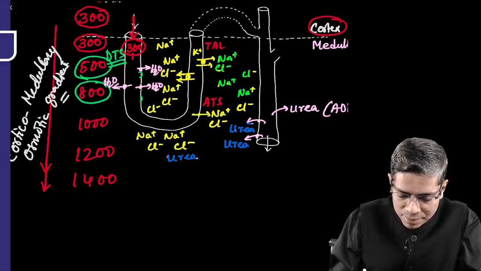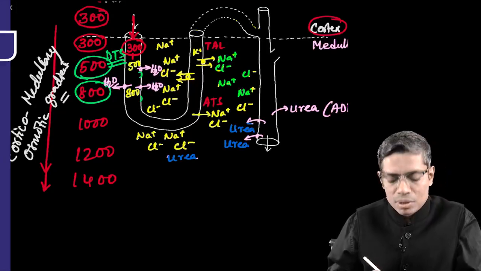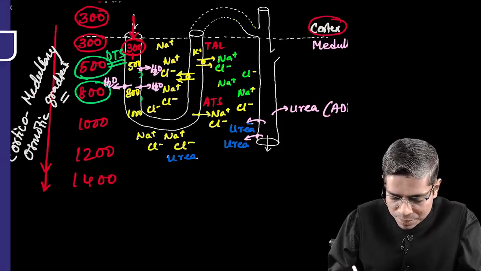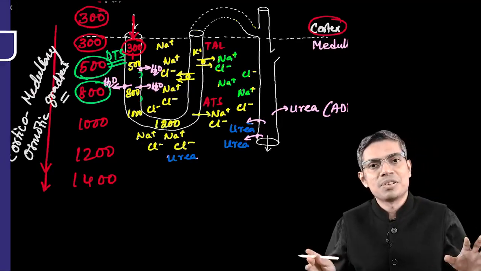Means if it becomes 500, then water reabsorption will stop. If it becomes 800, the water reabsorption will stop. If it becomes 1000, then it will stop. And if it becomes 1200, then only the water reabsorption will drop.